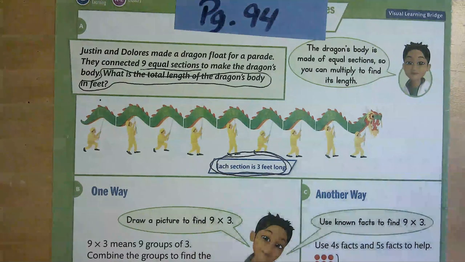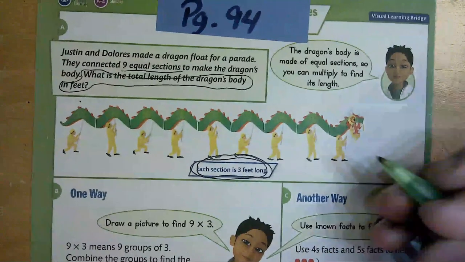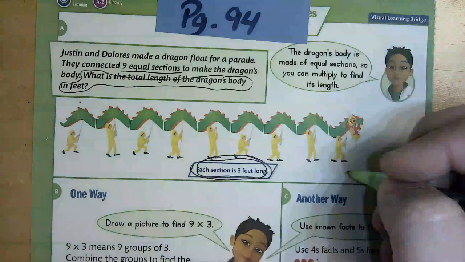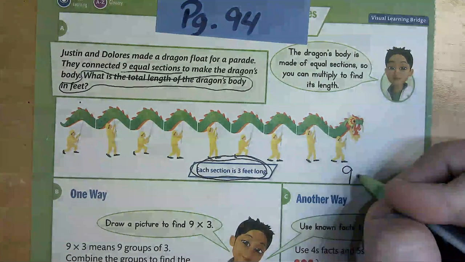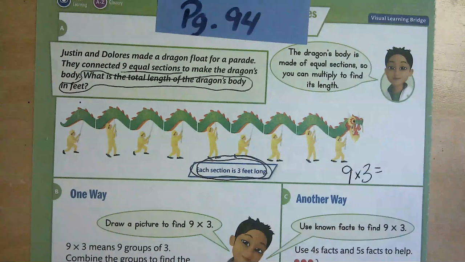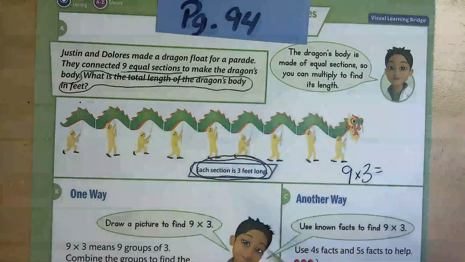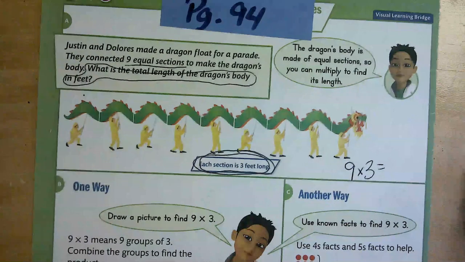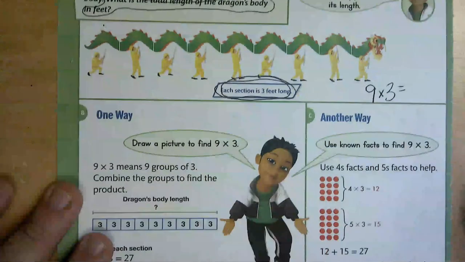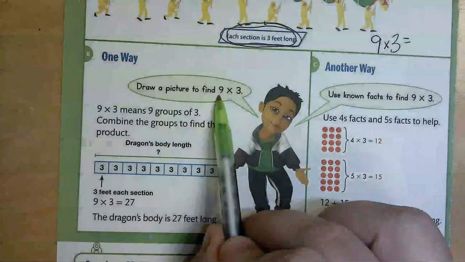Well, now that we've got that, we can write a numerical expression, which is just a number sentence, right? So we've got 9 sections, and we're going to times that by how long is each one? 3. So 9 times 3 is how we're going to write that. So here's our numerical expression based on our word problem. Well, let's go ahead and come down here to box B. All right, in box B, it says, draw a picture to find 9 times 3.